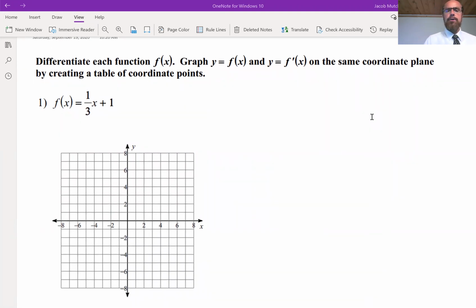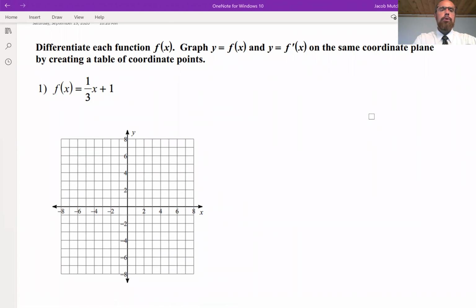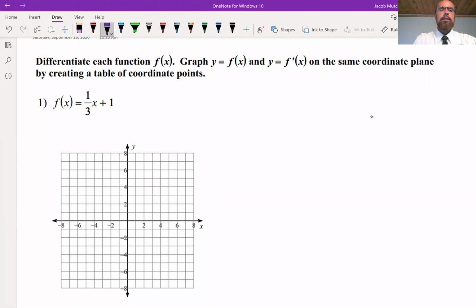So looking at the instructions, we want to start by differentiating that function. Once we do that, we're going to graph both the original and its derivative on the same coordinate plane. In this case, not by creating a table of coordinate points, but from the slope-intercept form. So let's begin by differentiating, and the way we'll approach this is by using the definition of the derivative. And recall how we had seen that in previous work in this unit.